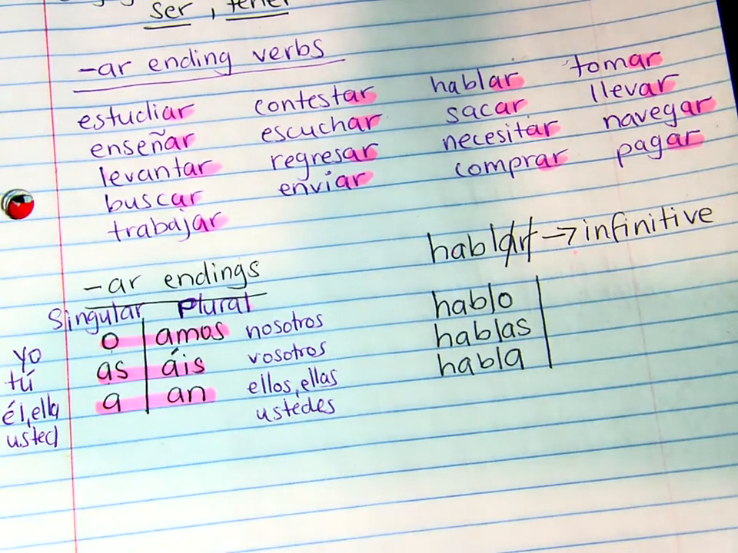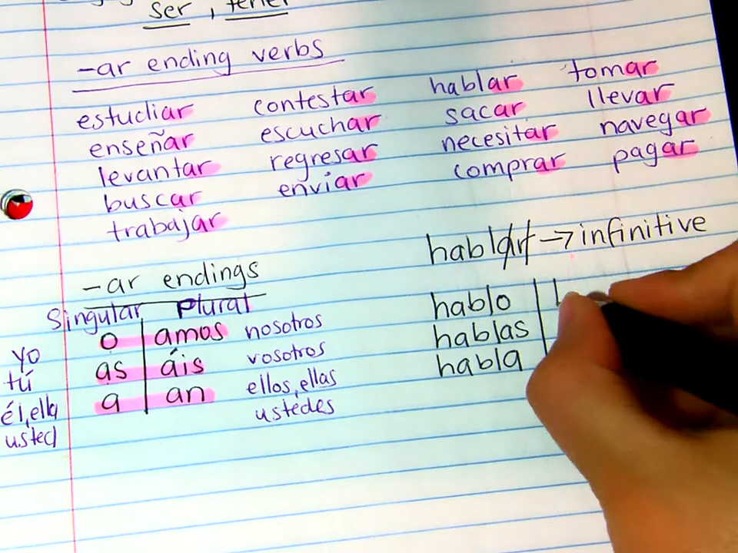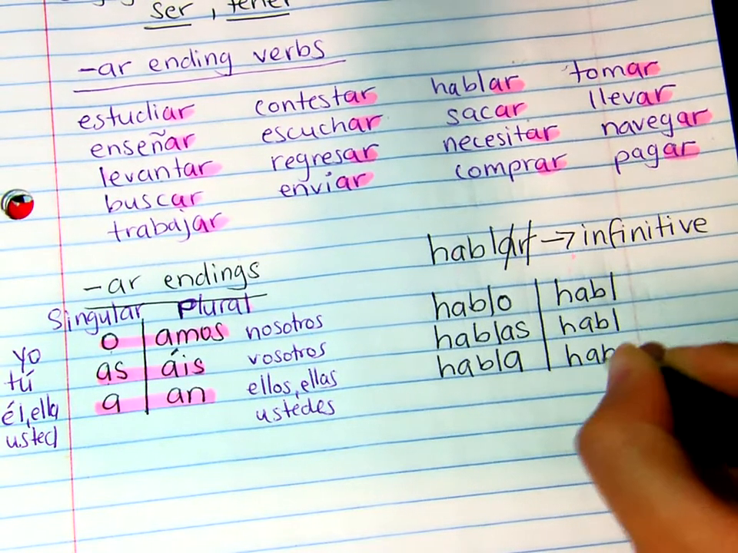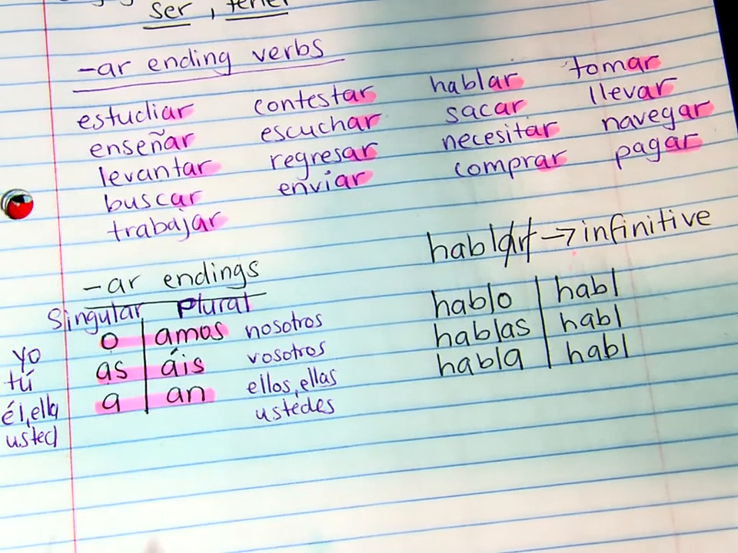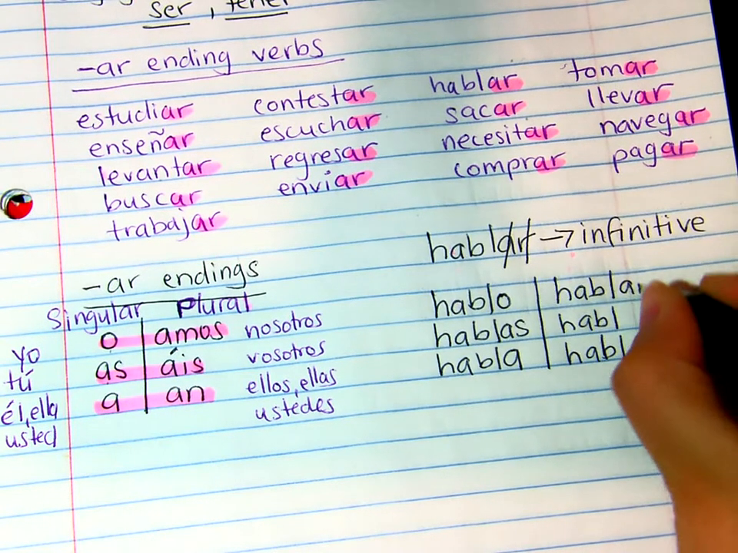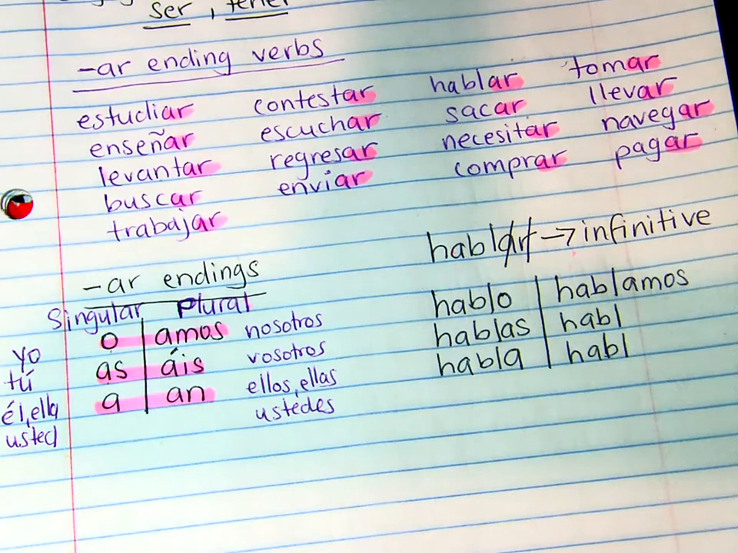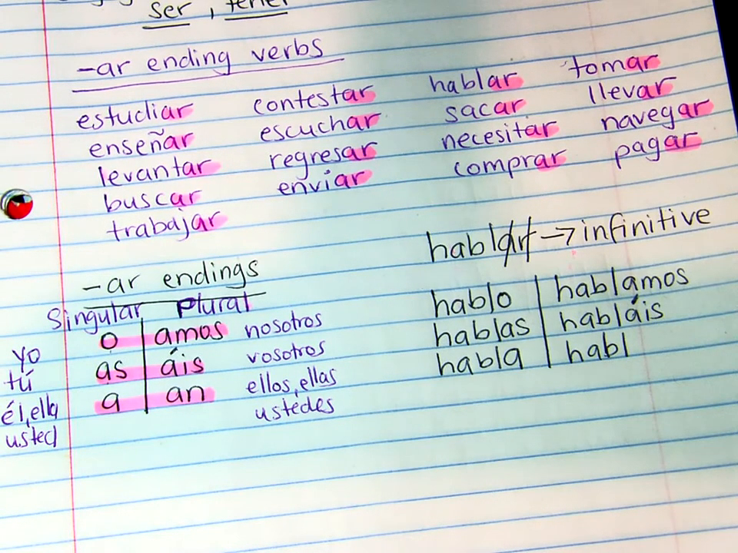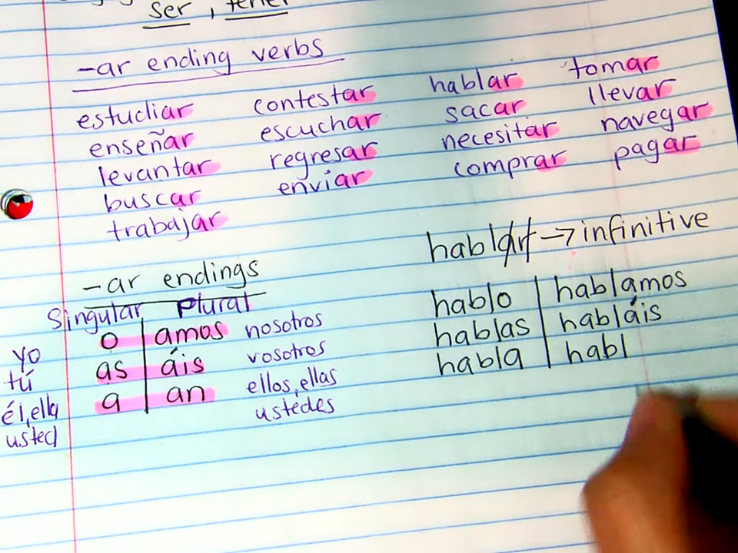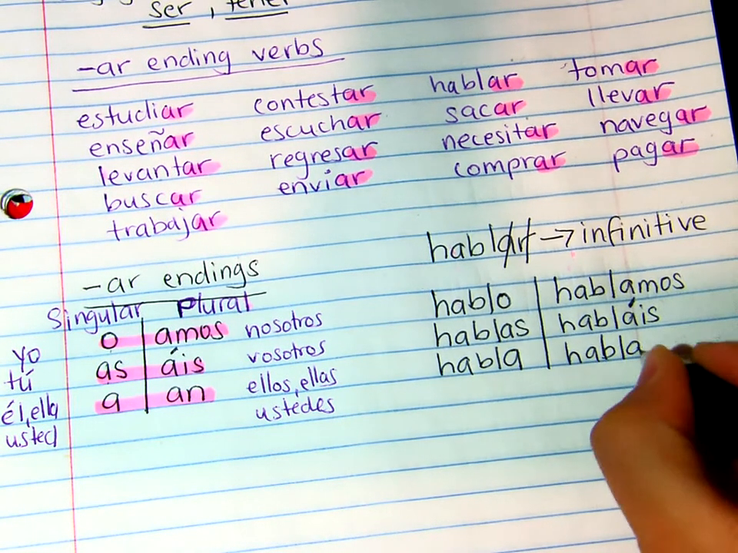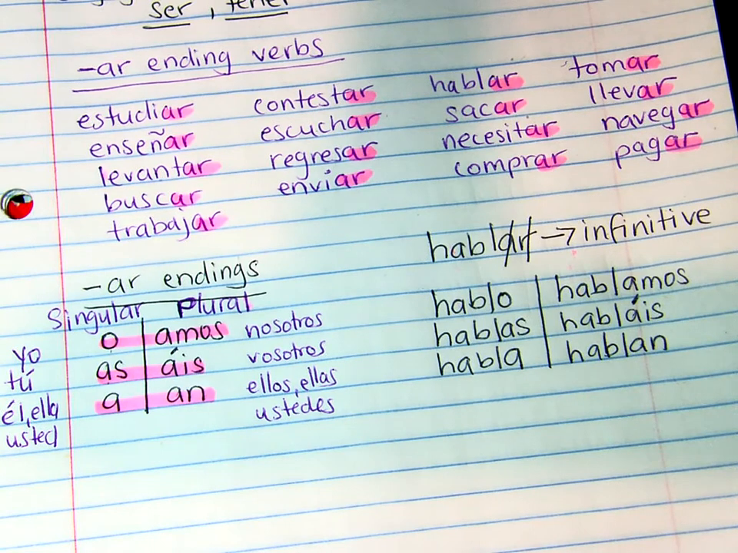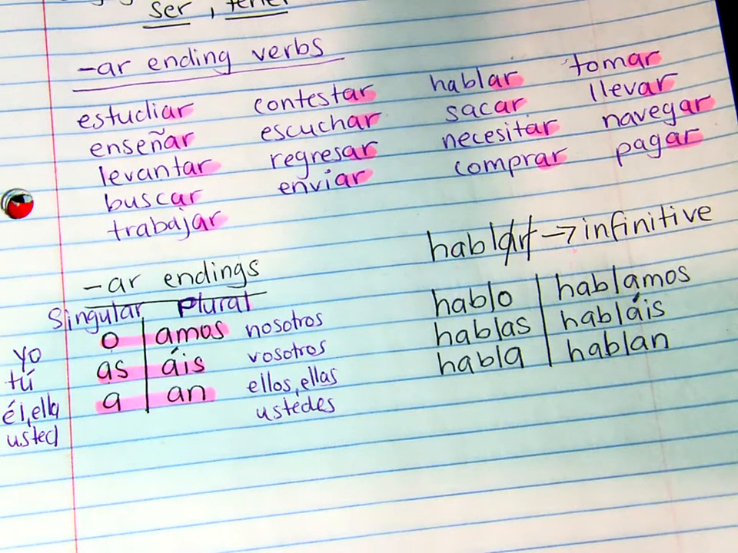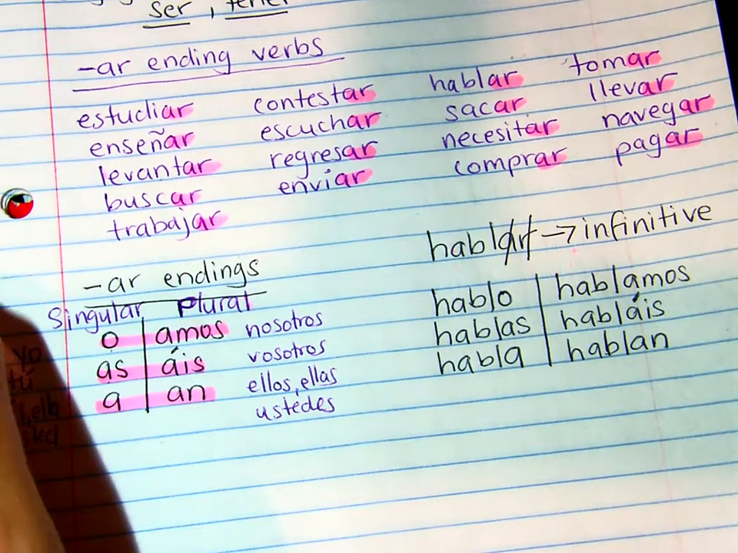Well, now we move to the plural side. And remember, we're just left with this after we drop the AR, right? Well, what ending do we add for nosotros? Amos. Nosotros hablamos. For vosotros, áis, and it does have an accent mark. Habláis. They talk. We added an. Hablan. Right here, these are all the conjugated forms of the verb hablar. Okay, these are the forms. All right.